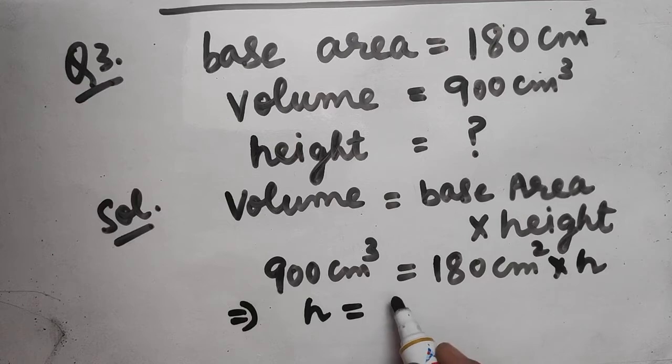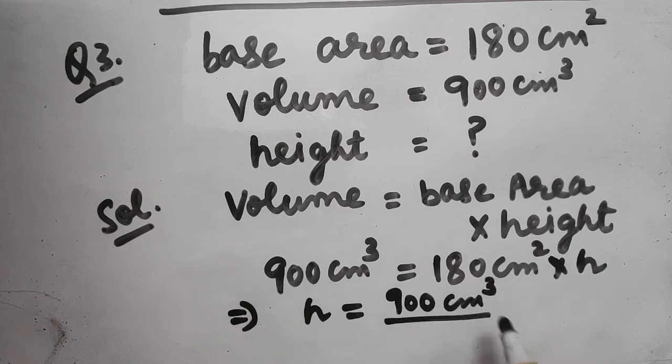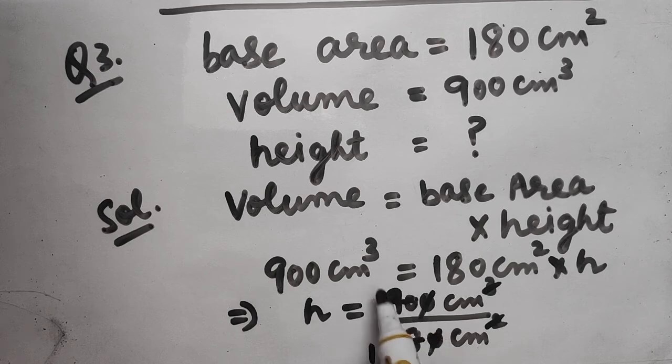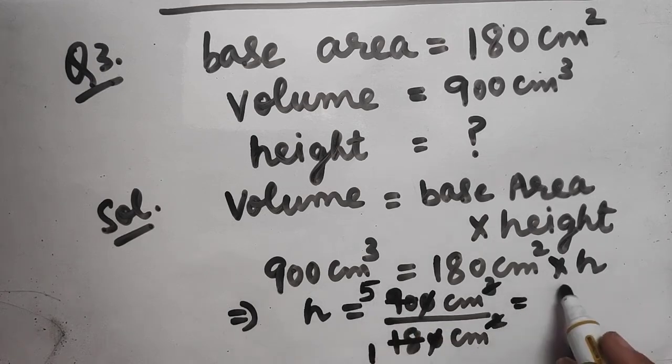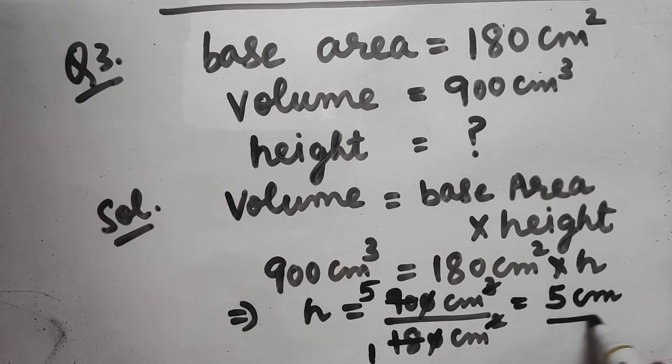So H, that is height, will be equal to 900 centimeters cube divided by 180 centimeters square. So these two get cancelled out and these also get cancelled out. 1 centimeter will be left here. It will be 1 and 5. So the height of the cuboid will be 5 centimeters. So this was a very simple question. Let us move to the next question now.